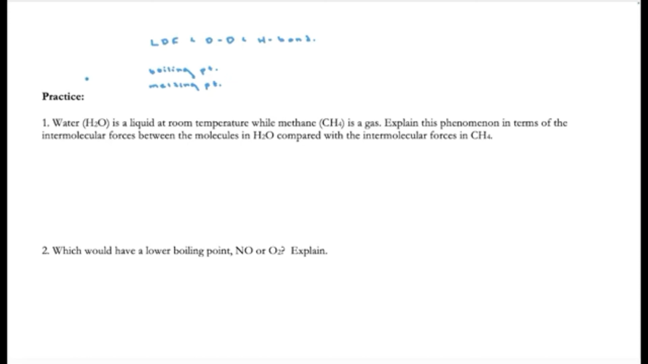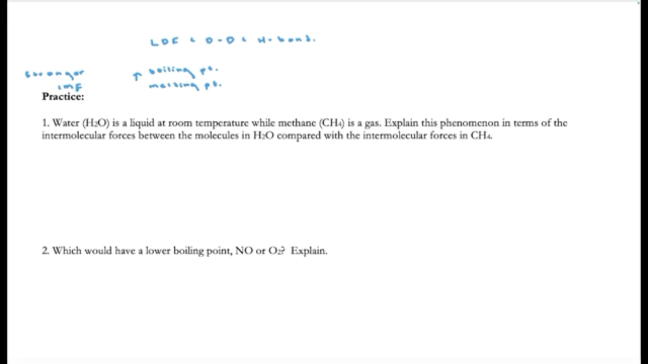So the stronger your intermolecular force, the higher your boiling or melting point. And so that's how we compare the strength of intermolecular forces. The higher the boiling point of a substance, the stronger its intermolecular force is, right? The attraction between the molecules of that substance.